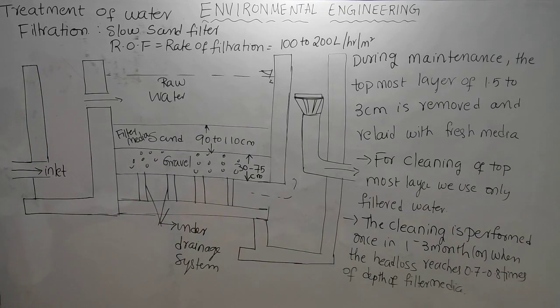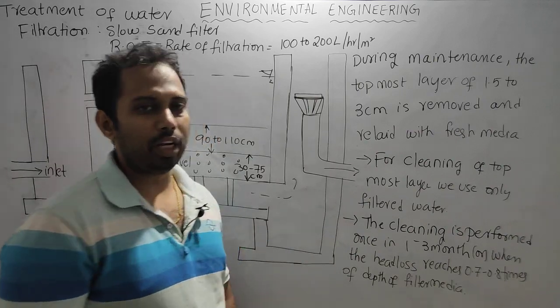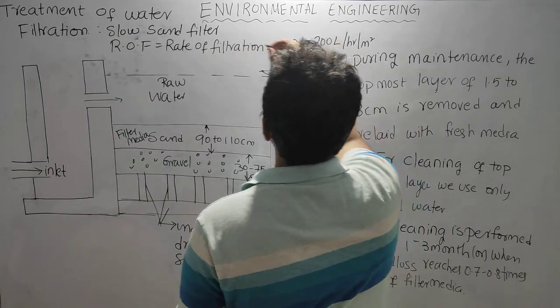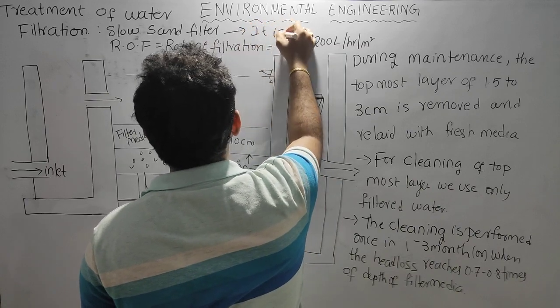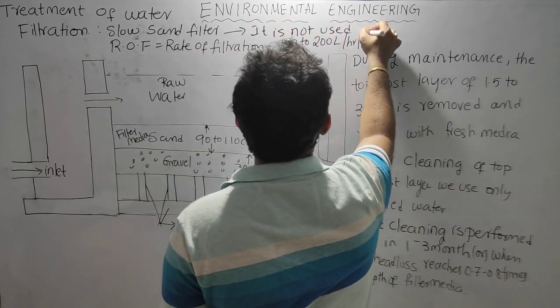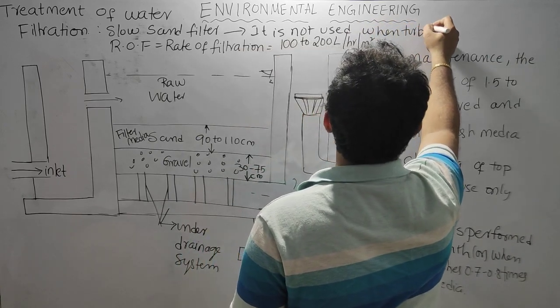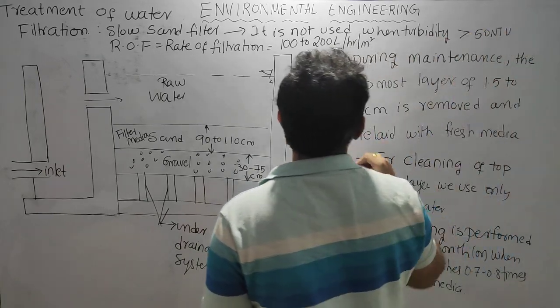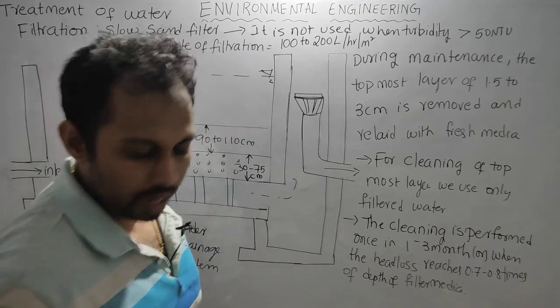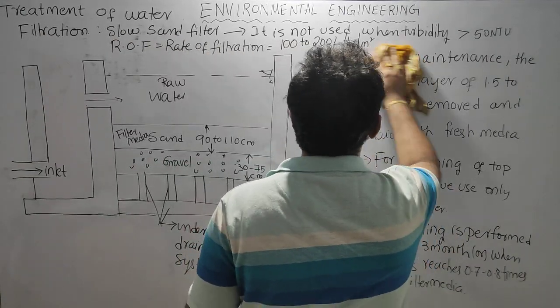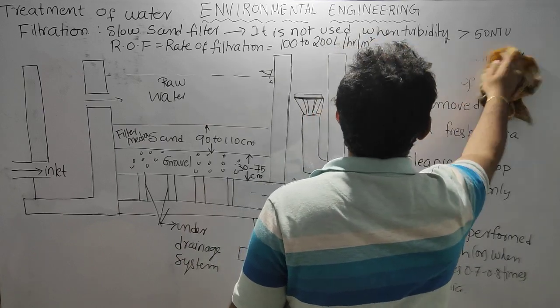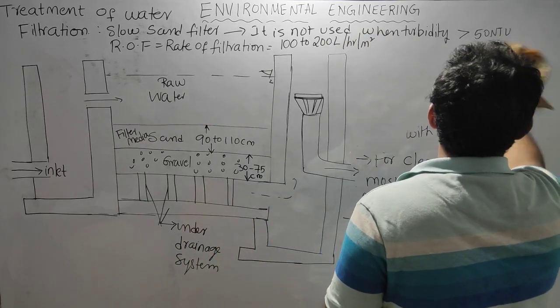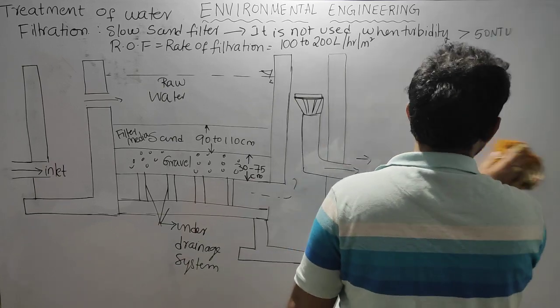This slow sand filter is not used when turbidity is greater than 50 NTU, because it is not effective then. It is preferred when the turbidity is less than 10 NTU.